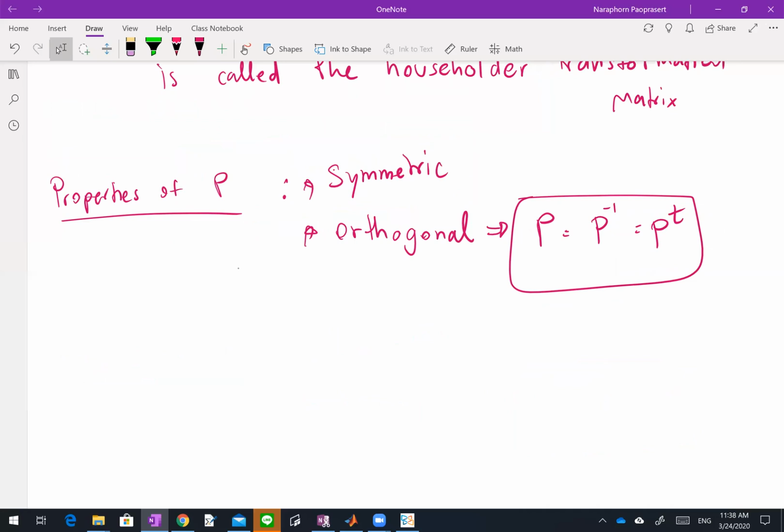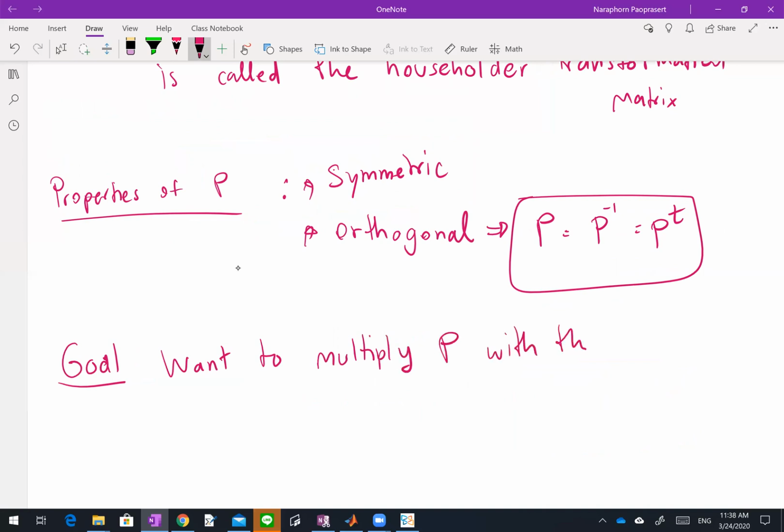Okay, so the goal is that we want to multiply this P with the matrix A to transform A to be tridiagonal.